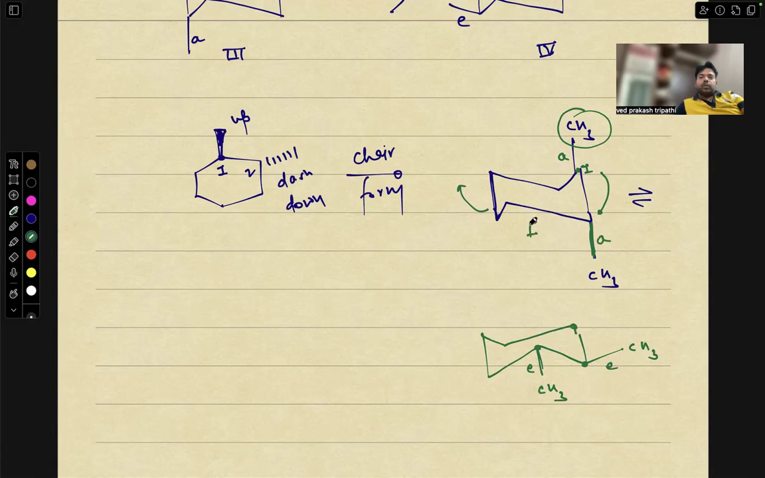Now this is compound 1, this is compound 2. And my question is, they are in equilibrium. So which form would exist more in amount? So more stable form. Here both the equatorial, here both axial. So this form would be more in amount because it is the more stable form. So this is the most stable form of this, okay?